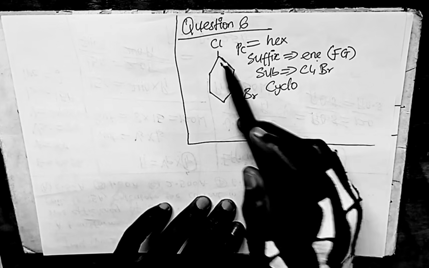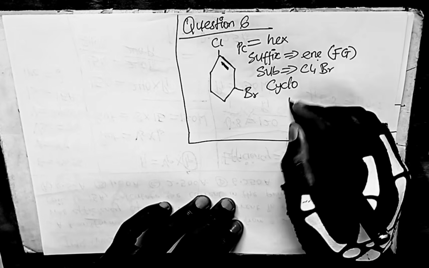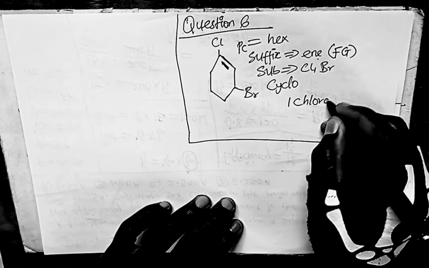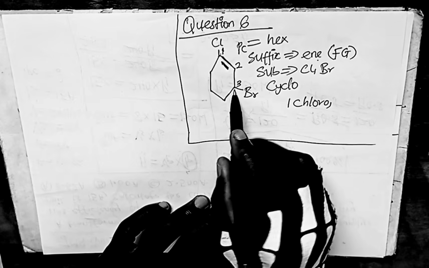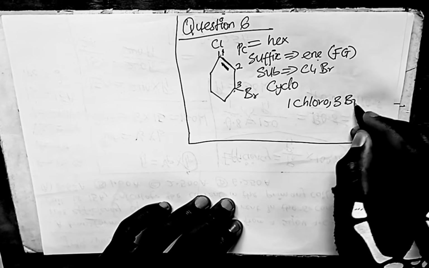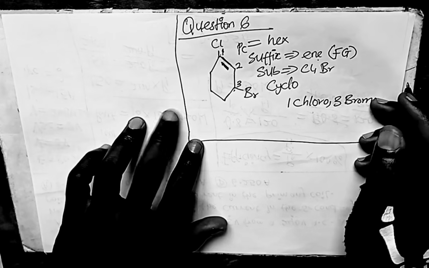All right. So what do we have here? We have 1 chloro, comma, 1 chloro. Then we continue: 1, 2, 3. 1 chloro, 3 bromo, 3 bromo. Okay. So what are we going to do?